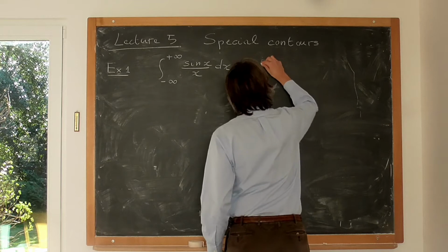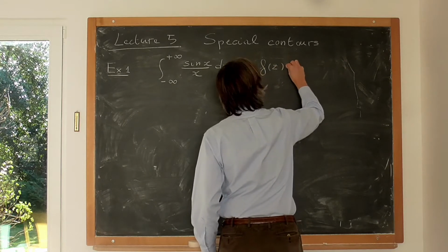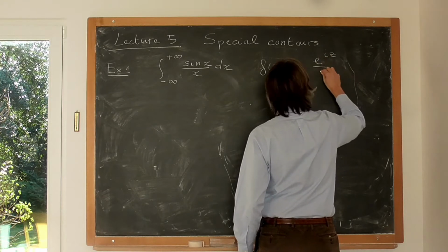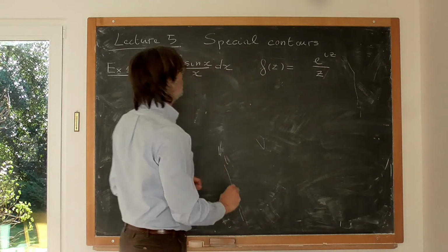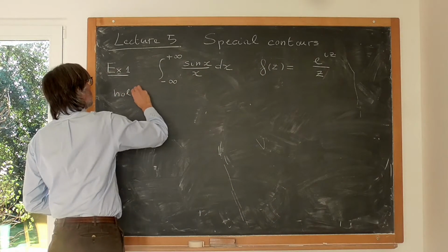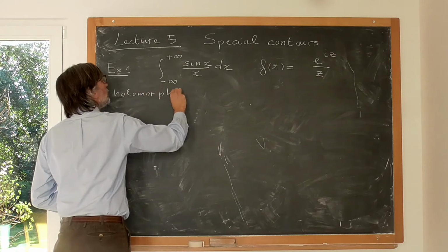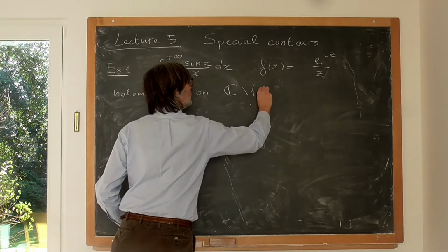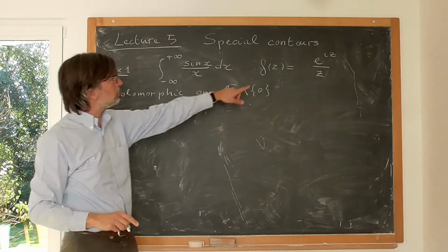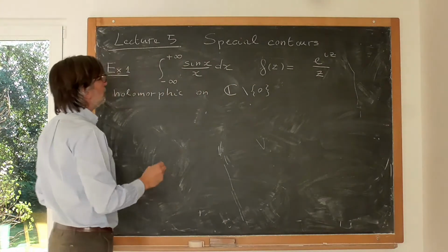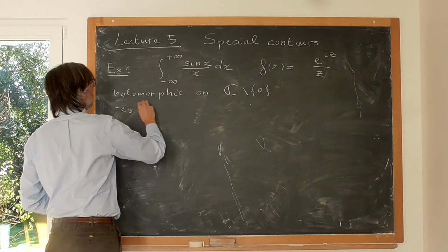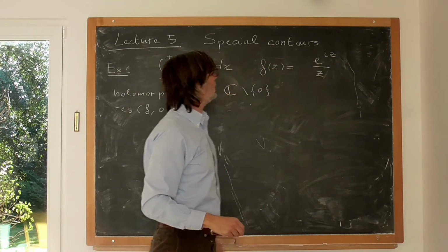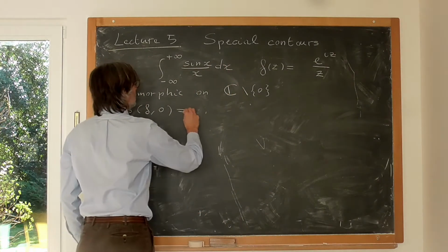Namely, we will again look at the holomorphic function f of z equals e to the iz divided by z, and we will observe that this is holomorphic on C minus the origin. So we have a singularity at the origin just because of this denominator, and we can also easily compute the residue there. The residue of f at the origin is, we multiply by z and evaluate at z equals 0, and obtain 1.